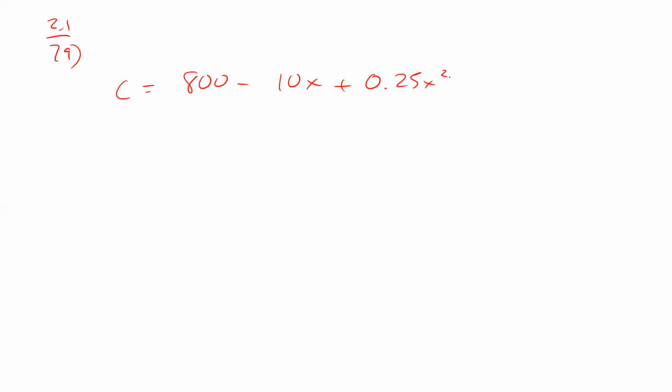We're manufacturing lighting fixtures, and the daily production costs are given right there. X is the number of units produced. How many fixtures should be produced each day to yield a minimum cost? Oh, wow.